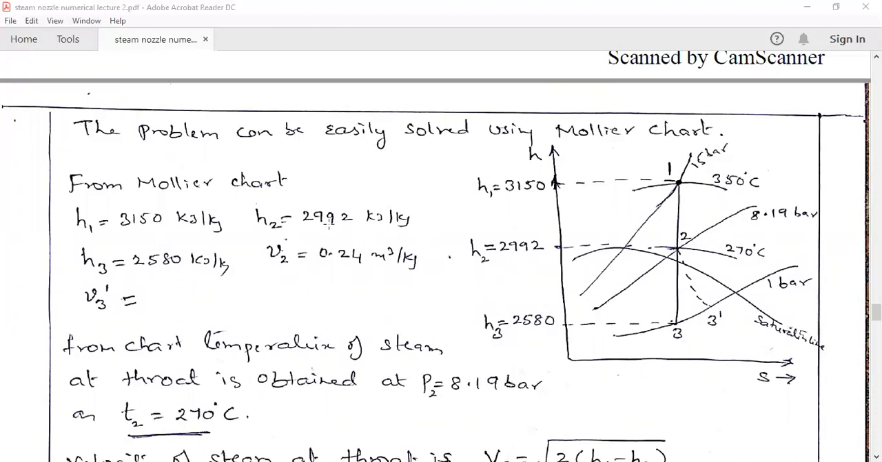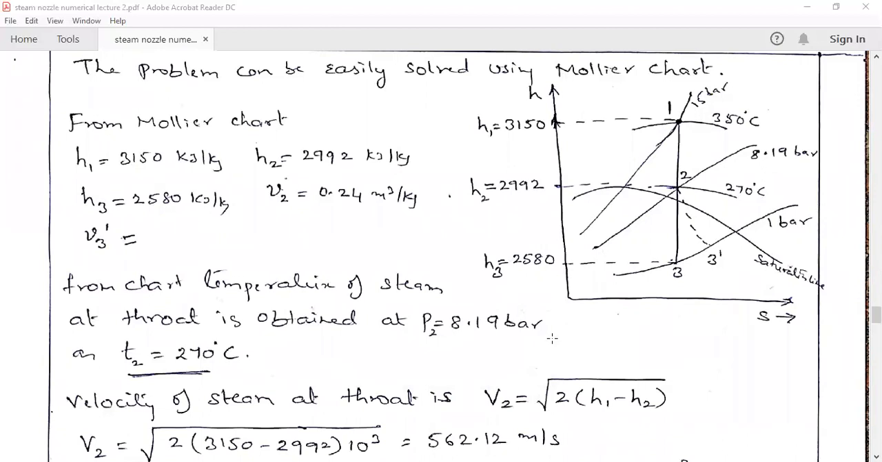H2 value is taken as 2992, which is obtained from the Mollier chart. Then continue this vertical line till it touches the 1 bar pressure, that is the pressure at the exit of the divergent part, the 1 bar pressure line. That point you mark as point 3. From point 3, obtain the value of H3. H3 will be obtained as 2583.